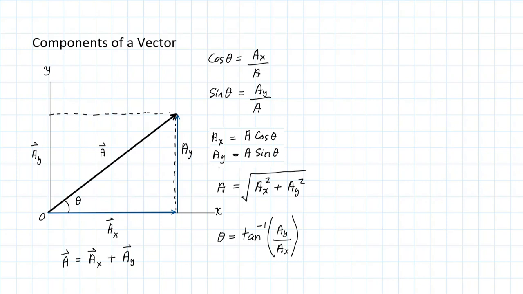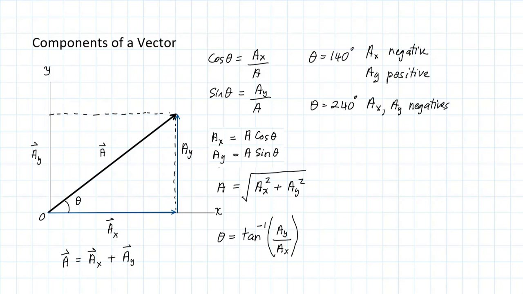Notice that the angle theta is measured counterclockwise from the positive x-axis around the circle. As a result, ax and ay can be positive or negative values depending on the angle theta. If theta is equal to 140 degrees, then ax is negative and ay will be positive. If theta equals 240 degrees, both ax and ay will be negative.